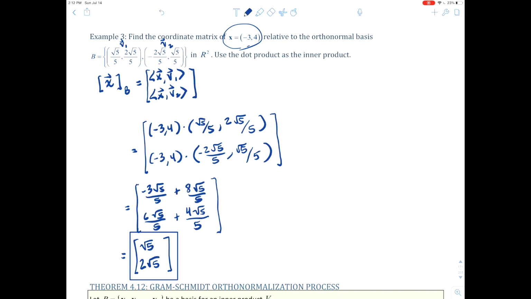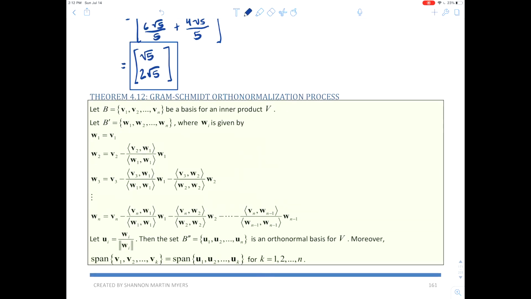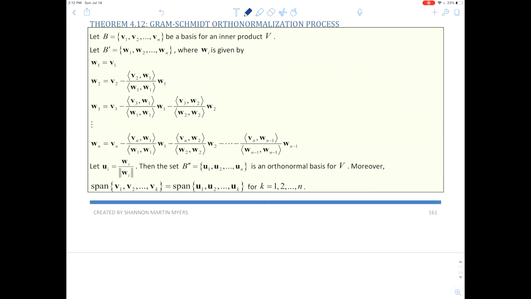The Gram-Schmidt orthonormalization process. So this is what is going to happen here. We start out with some basis made up of these vectors v1, v2, all the way down to vn. It's a basis for some inner product space V. That should say space. And then this basis B prime is going to be orthogonal. We're going to set this up where it's orthogonal. So B prime will be made up of these w vectors, w1, w2, all the way down to wn.